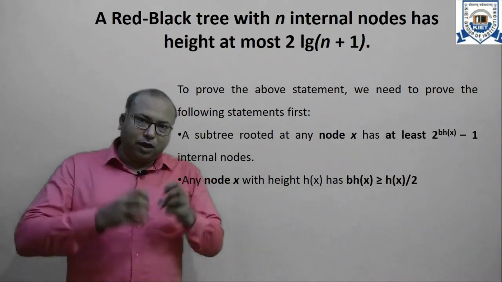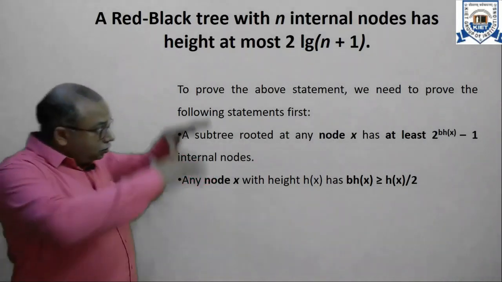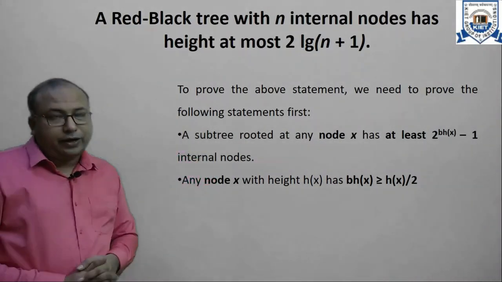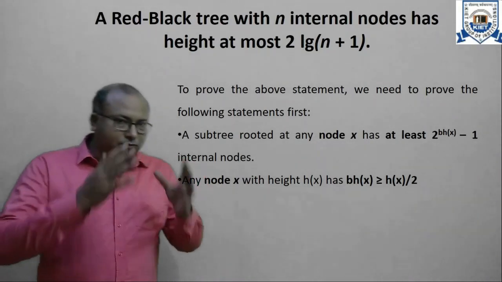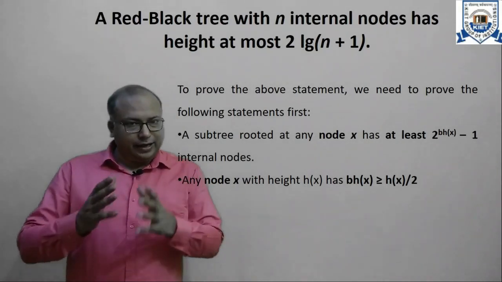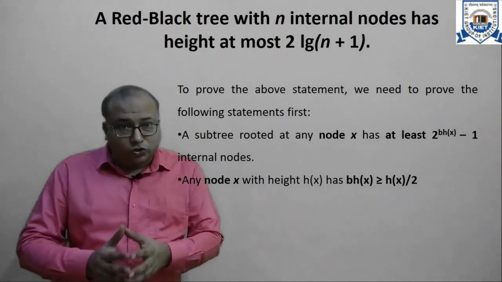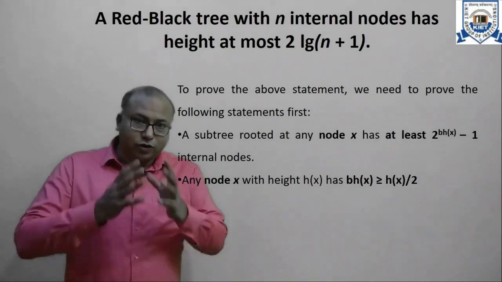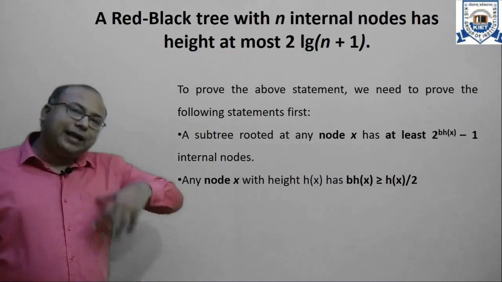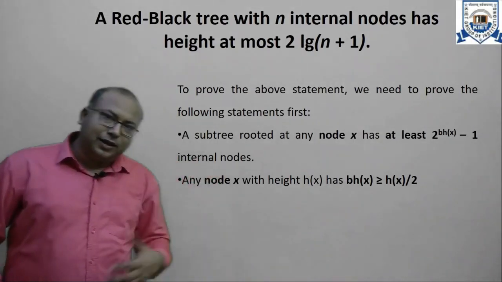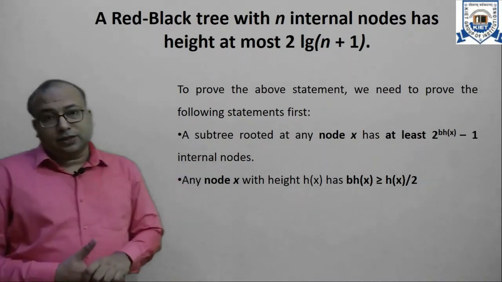So we are finalizing that the number of internal nodes is n, and we are considering the total height of this red-black tree as h. So what is the lemma? If the number of internal nodes is n and the height is h, then the height should always be at most 2 log n plus 1. That means it can never be more than that particular value. So how will you prove that? This is the major question.